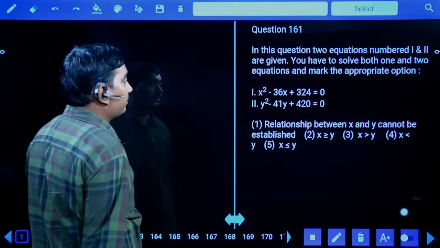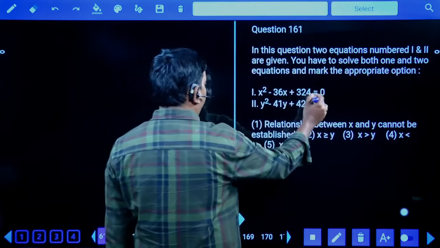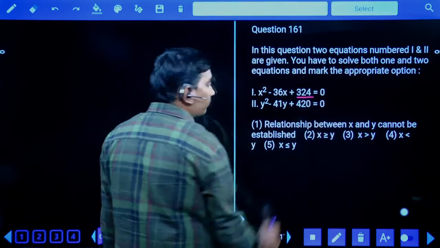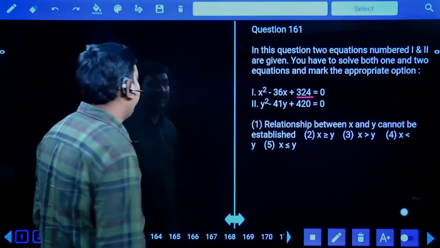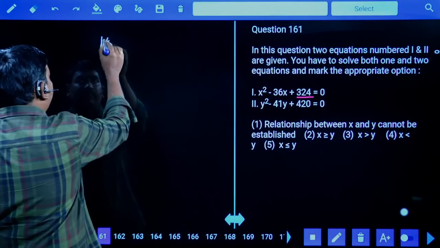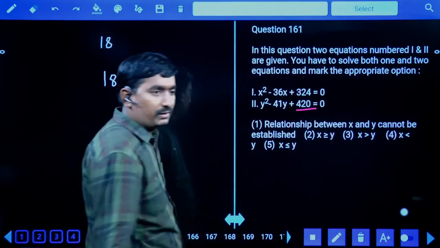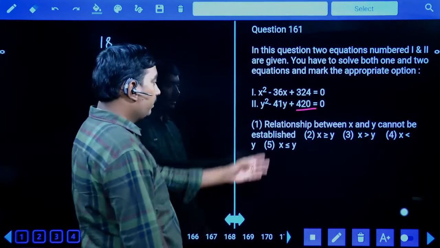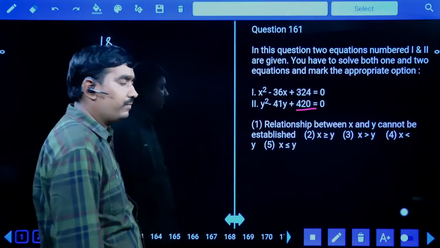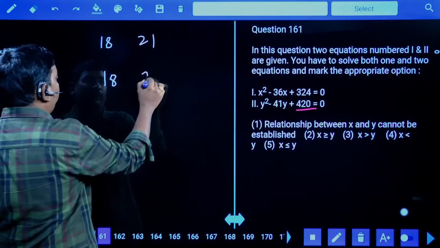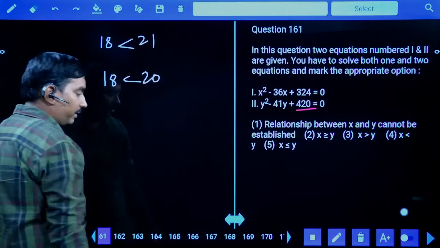Quadratic equations. 324 means 18 squared, 324. Initially minus 18, minus 18, minus 36; finally plus 18. 420 means 21 into 20, 420. Initially minus 21, minus 20; finally plus 21, plus 20. X less than y.